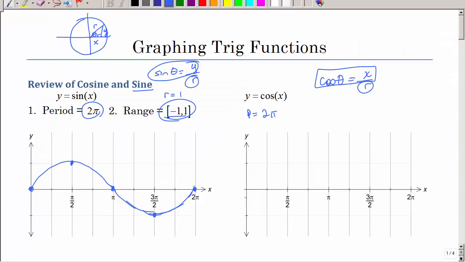When the angle is 0, the cosine of 0 is 1. When your angle is pi over 2, and I'm talking about your x-axis here, your cosine value is 0. At pi it's -1, and back up to 0, back up to 1.